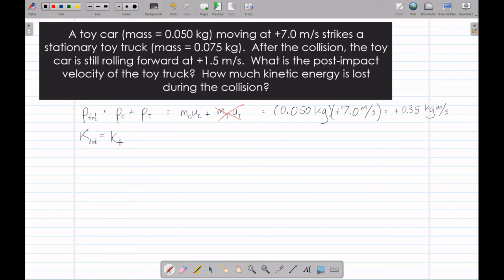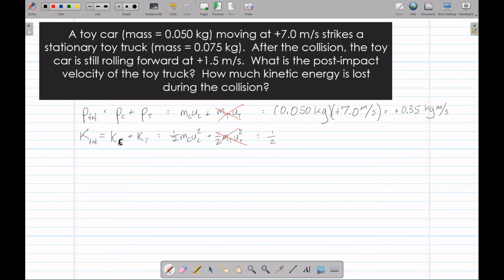The total kinetic energy, of course, is equal to the kinetic energy of the car, plus the kinetic energy of the truck. The kinetic energy of the car is 1/2 the mass of the car times the initial velocity of the car squared. And the kinetic energy of the truck is 1/2 the mass of the truck times the initial velocity of the truck squared. Well, again, the initial velocity of the truck is 0. 0 squared is 0, which means this whole part of the term is going to be 0. We can go ahead and cancel it out.